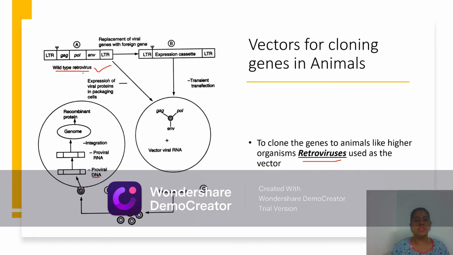So that is the meaning of retro. From RNA to DNA, they will be converting their genetic material, and once it's converted into DNA, it will be part of the host genome. Can you see here? It will be part of the host genome. Understand? So this is how the retrovirus helps to deliver the cloning genes into animal cells. In the case of plants it's agrobacterium, in the case of animals it is retrovirus. Fine.